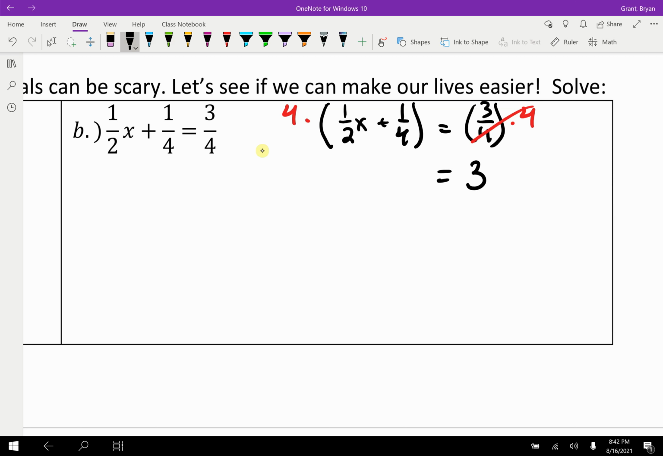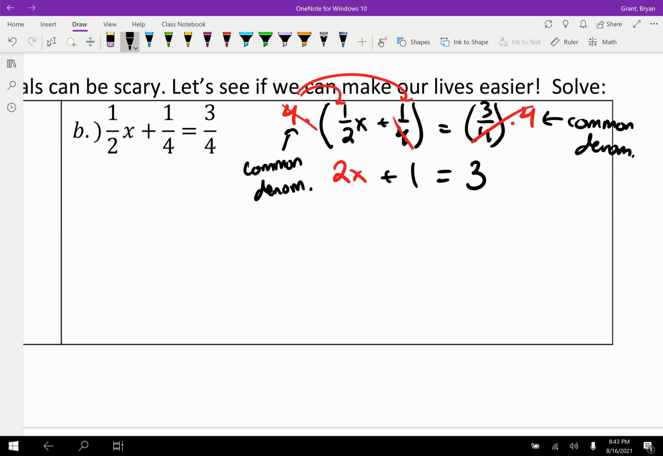We have a 4 on this side. We need to distribute the 4 to both of these. What's half of 4? Half of 4 is 2. Don't forget the x. I'm distributing the 4 to the 1/4, and I see a times 4 and a divided by 4, and I think that just leaves me with 1. So in fact, this scary fraction problem, just by multiplying by the common denominator, and I'll notate that so you can see where that came from, multiplying by the common denominator allows us to eliminate all of the fractions.